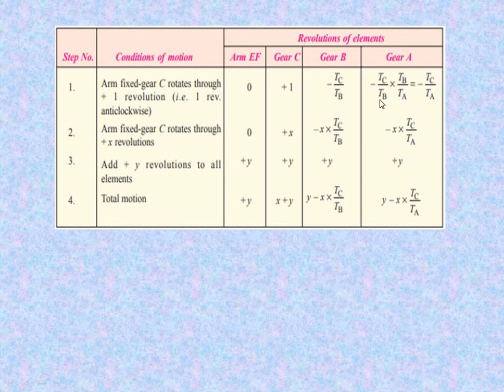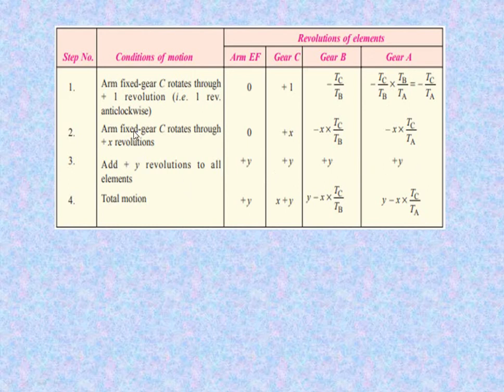Okay, so BB will get cancelled here, so what remains here is minus TC by TA. Now the next thing: arm fixed, gear C rotates by plus X revolution. That means we have to multiply row number 1 by X. So 0 into X is 0, plus 1 into X is plus X, minus X into TC by TB, and minus X into TC by TA. Now add plus Y revolution to all elements, so plus Y, plus Y, plus Y will be there.